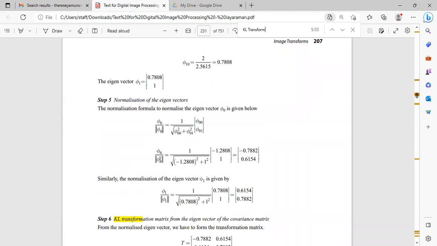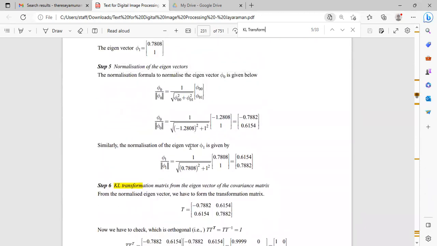So phi naught by norm of phi naught will be 1 by root of minus 1.2808 the whole square plus 1 square into minus 1.28081. So this will be equal to minus 0.7882, 0.6154. So this will be the normalized value for phi naught. Follow the same procedure for phi 1. This will be the normalized value for phi 1.